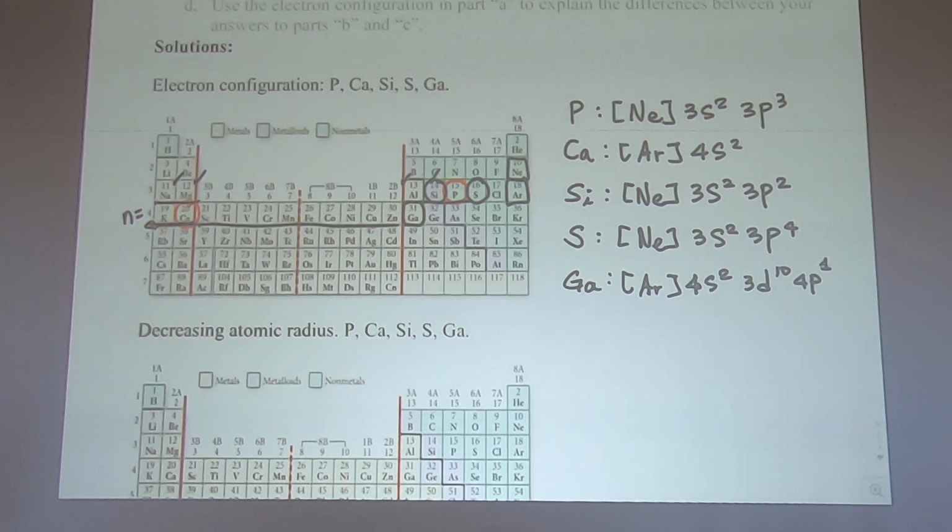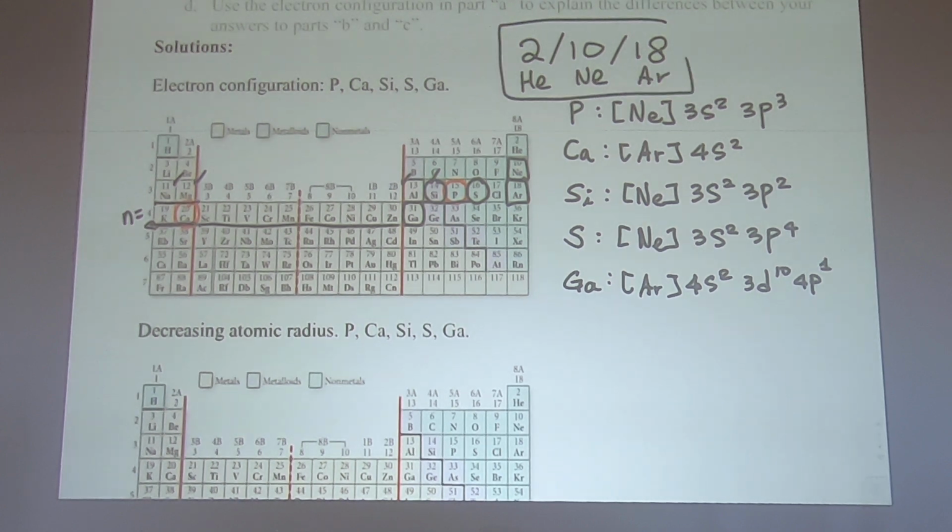I like to write these numbers down: 2, 10, 18. You know what I just wrote? That's the number of electrons in noble gases. We're talking about helium, neon, argon. It's good to know, remember those numbers.